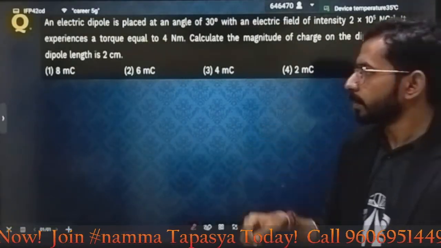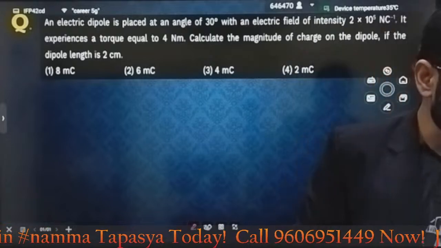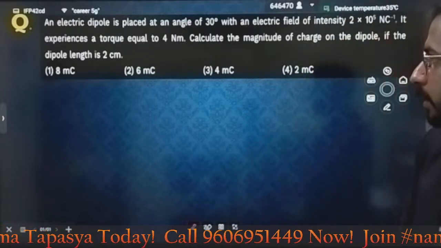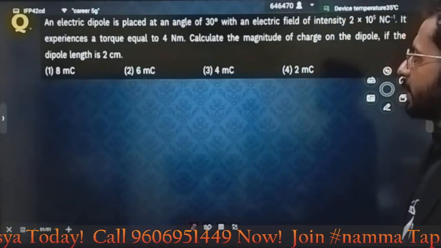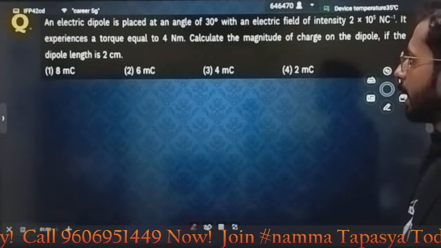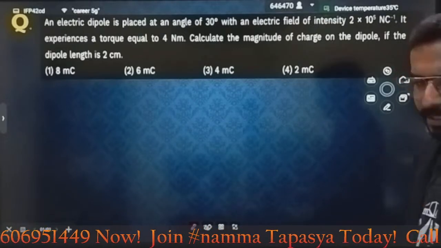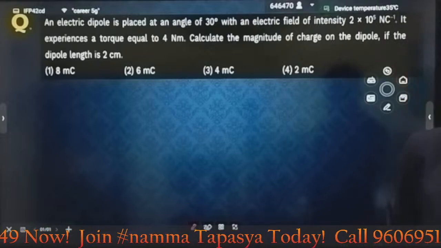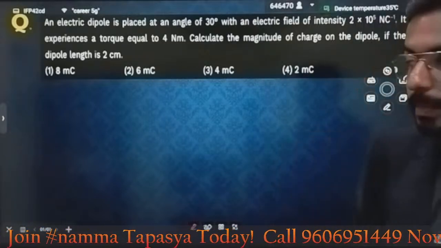See, the question is from dipole. Let's see what is the question. Let's read the question. A magnetic dipole is placed at an angle of 30 degree with the electric field. What is the angle between the electric field and the electric dipole that you have? 30 degree. Remember this thing.